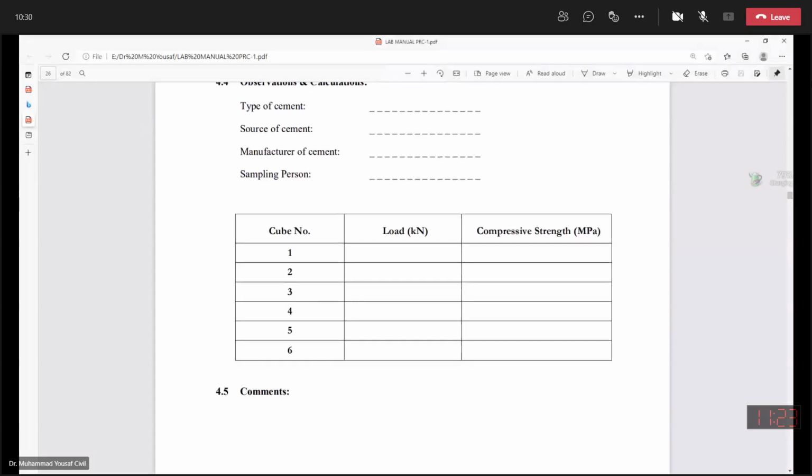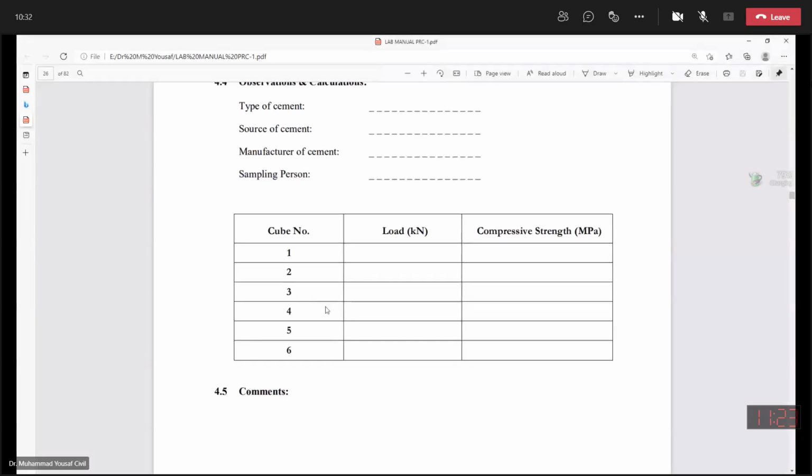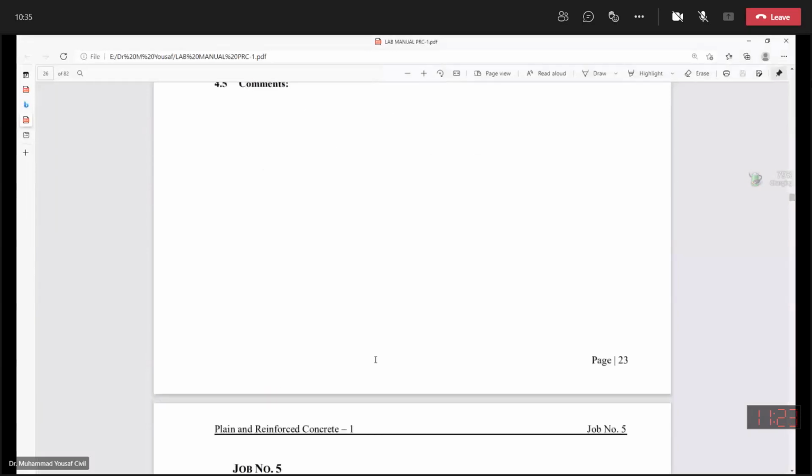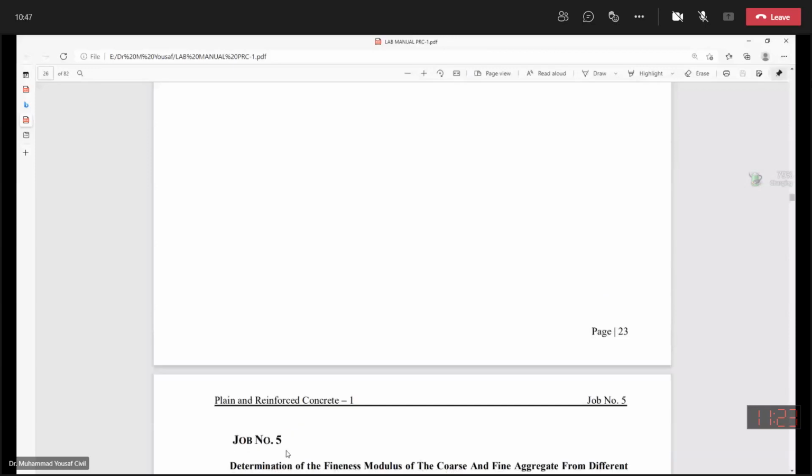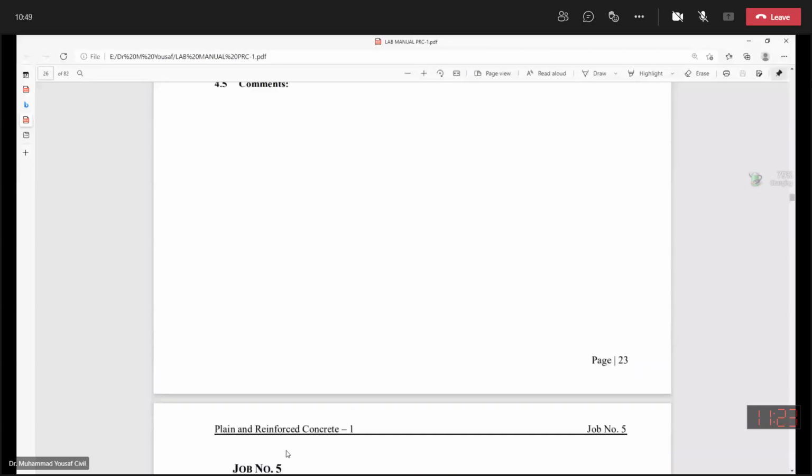So I may continue. Today we will be addressing the determination of fineness modulus of coarse and fine aggregate from different sources. Everybody is required to keep the class notes register with them. Everybody should keep a class notes register.